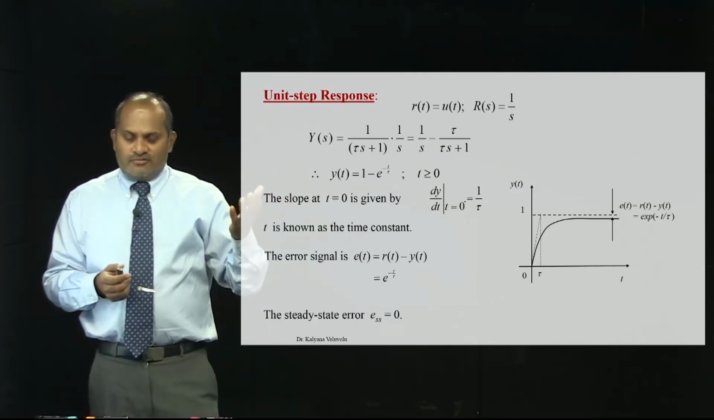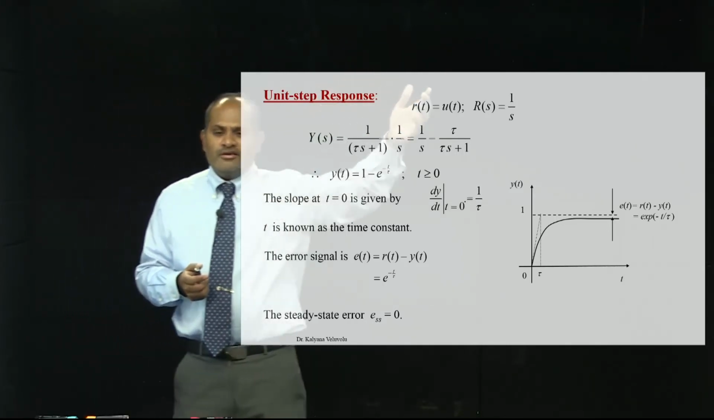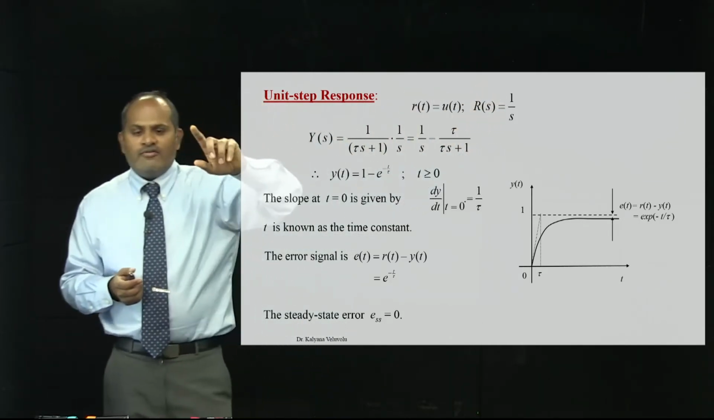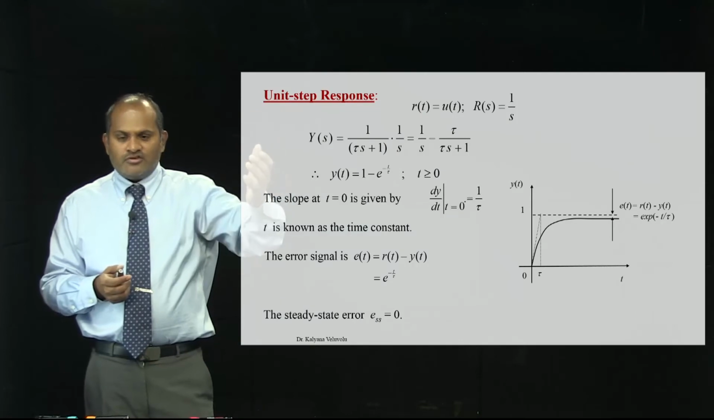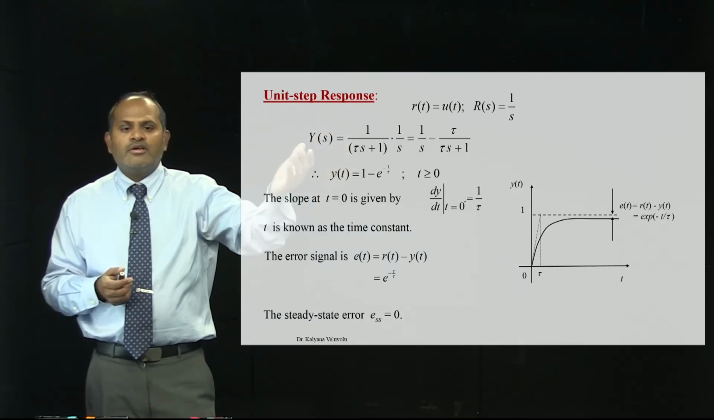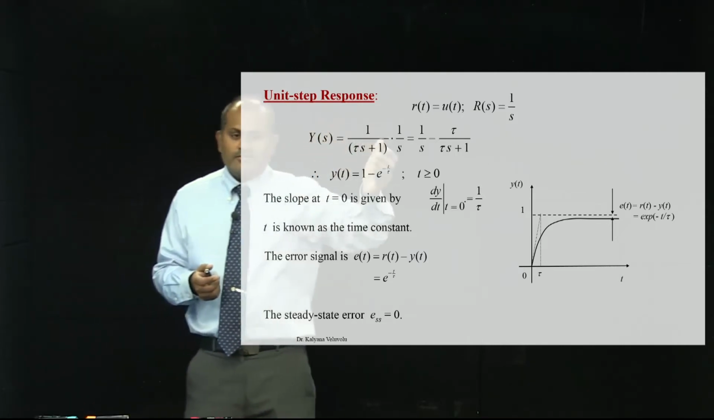In the Laplace domain, our input in the time domain is u of t. Applying the Laplace transform, you get R of s equal to 1 by s, and Y of s equals the transfer function times the input, because output by input is equal to the transfer function. So the output is 1 by (tau s plus 1) into 1 by s.